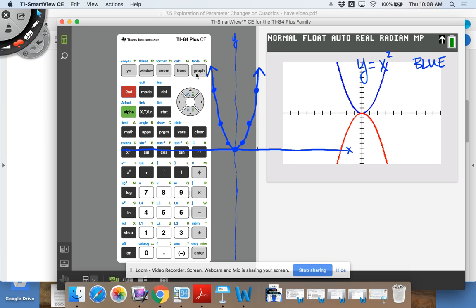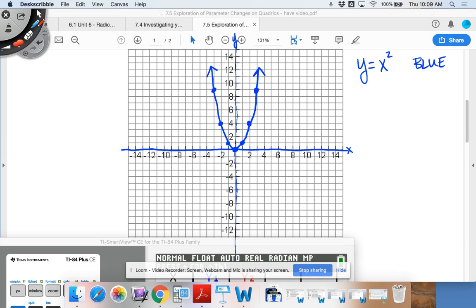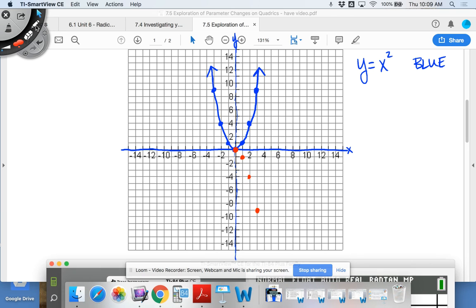So to get my ordered pairs, I go second table. Little tiny green button or gray button at the top. So I know it's going to be 0, 0. 1, negative 1. 2, negative 4. 3, negative 9. Then I can't fit the rest on my graph, but I can go the other side and just mirror it.